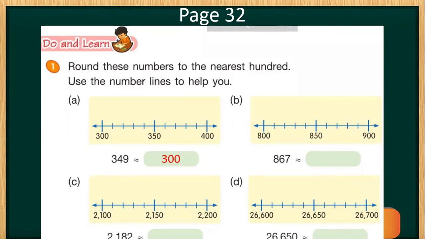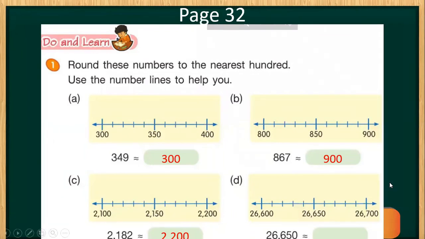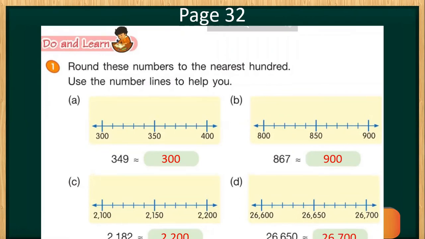Letter B, 867. Round off to the nearest 100. The answer is 900. Next, letter C, 2,182. Round off to the nearest 100. The answer is 2,200. Okay, next, letter D, 26,650. Round off to the nearest 100. The answer is 26,700.